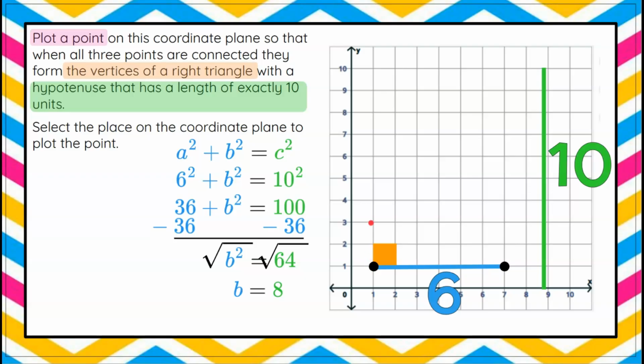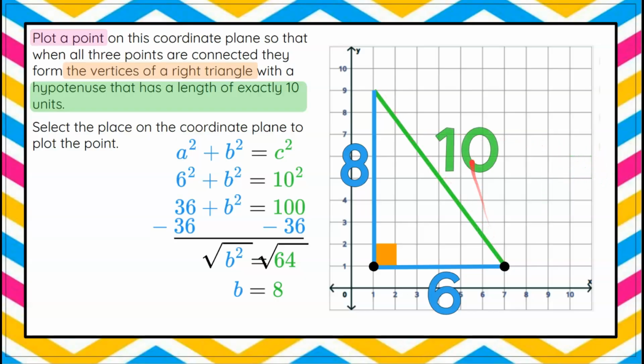So 1, 2, 3, 4, 5, 6, 7, 8. There's my side length. And now I can bring my hypotenuse of 10 over, and I know that the diagonal here is 10 units long from using the Pythagorean theorem. So 2 legs, 6 and 8, and then our hypotenuse 10. But we wanted to put the point on the coordinate plane to form the right triangle. So here are those 2 vertices. So we're going to add a point here, which is going to be the ordered pair 1, 9, is the point that would make a right triangle.